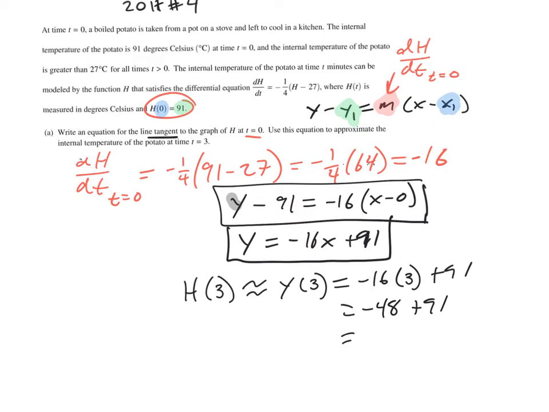And to get from 48 to 91, you get 50 to 90 is 40. And then from 48 to 50 is 2. And then 90 to 91 is another 1. So that's looking like 43. So use this equation to approximate the internal temperature of the potato at time t equals 3. I think it's 43 degrees Celsius.